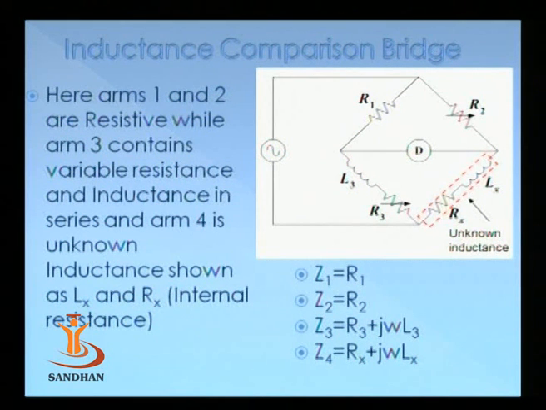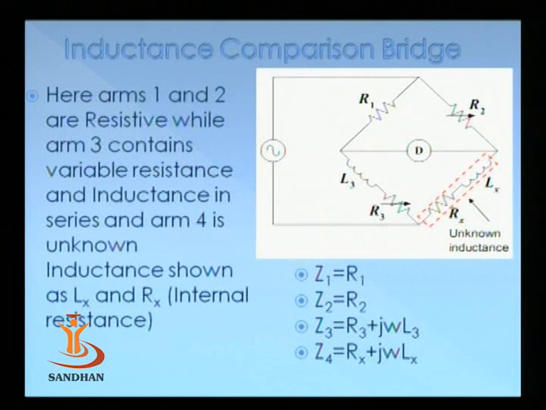The second type of bridge in the AC category is the inductance comparison bridge. The only difference from the capacitance comparison bridge is that the lower two arms are replaced. The upper two arms remain as they are, both resistive, while the third arm has an inductance connected along with a variable resistor, and the fourth arm has the unknown inductance connected for measurement. Here we indicate the unknown inductance as a series circuit of Lx along with Rx, where Lx is pure inductance while Rx is the resistive part of the same inductance. You can say it is its internal resistance.